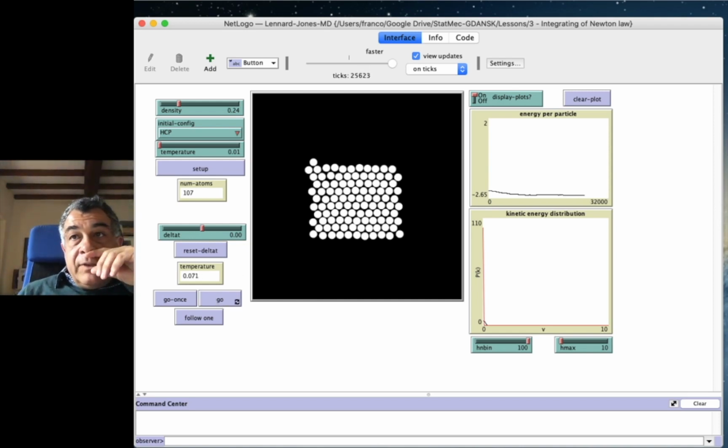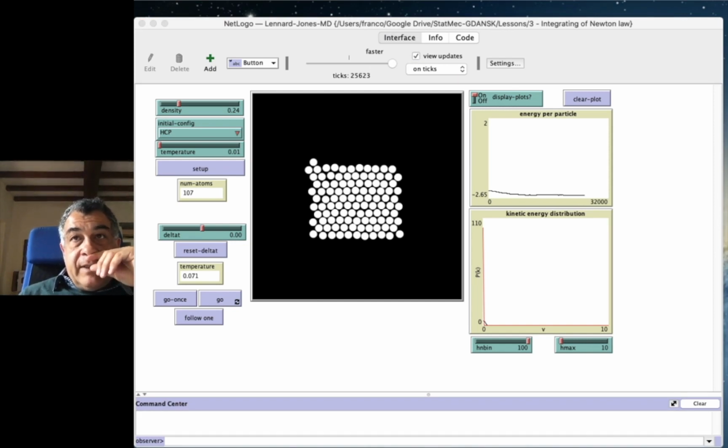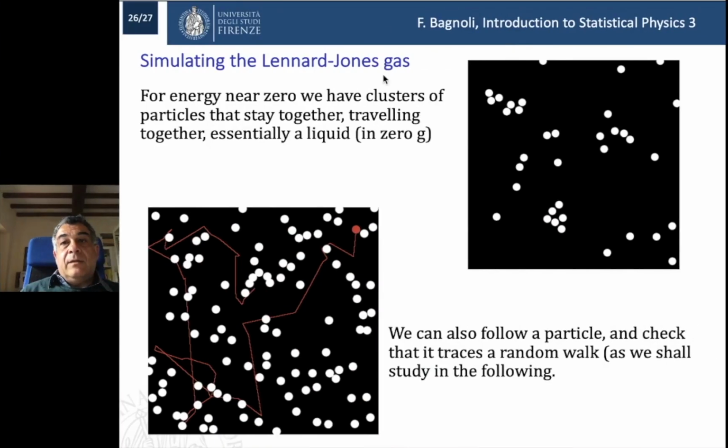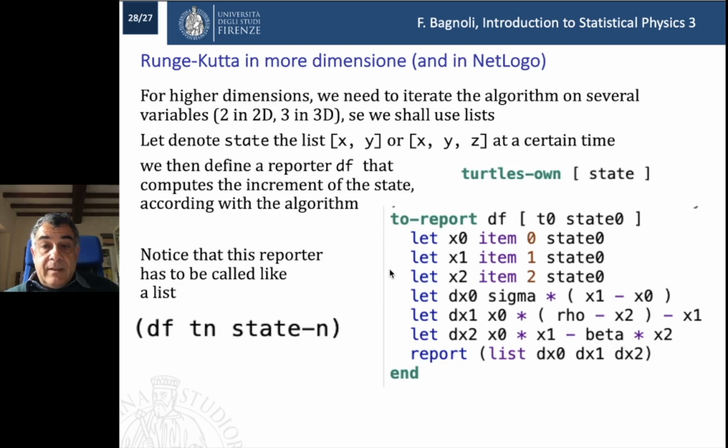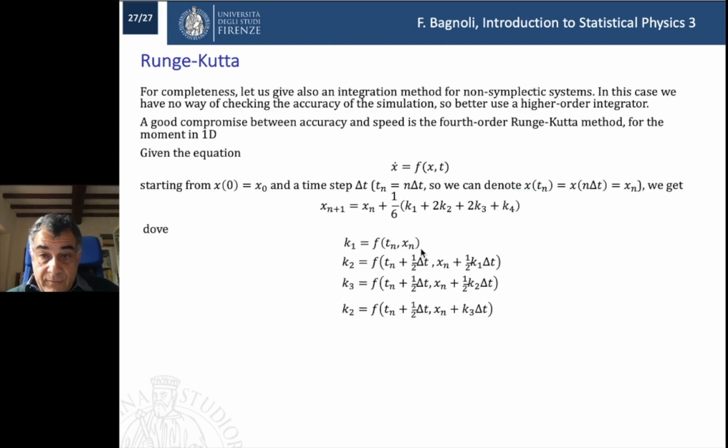Okay, just to conclude this lesson, I mentioned another well-known integration method, which is the Runge-Kutta method, of fourth order. I mean that in this case the force is computed 4 times for each time step. And for instance, you have seen already here with the Verlet algorithm how slow is the computation of forces.